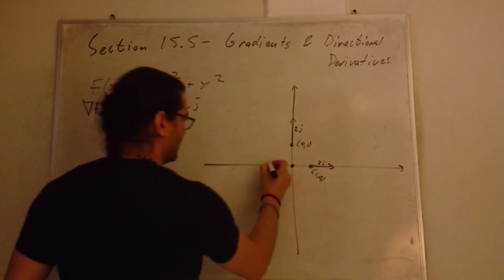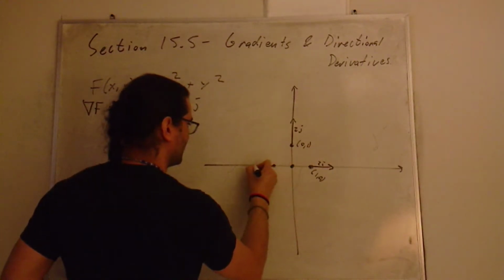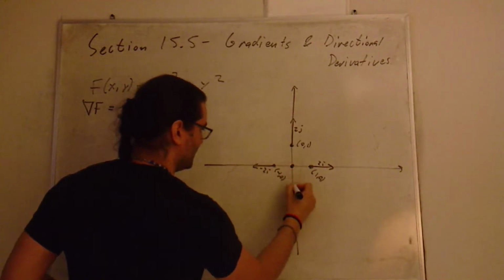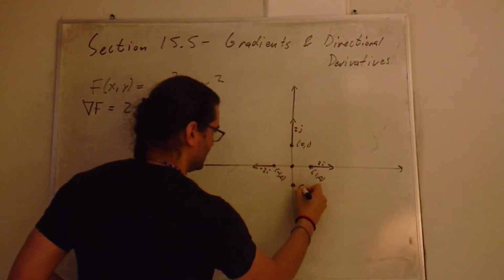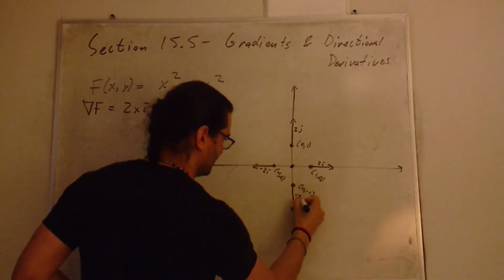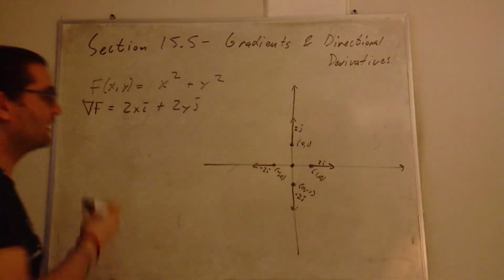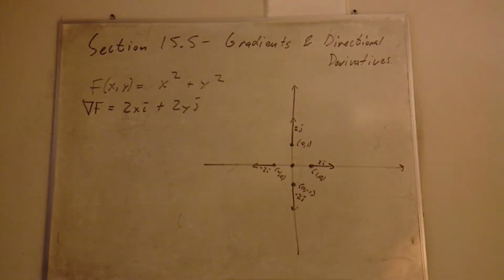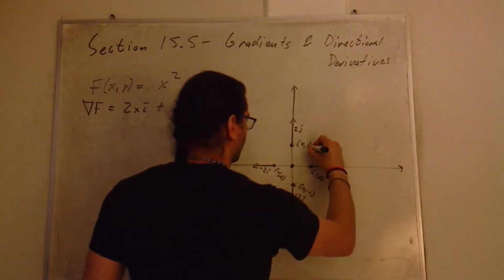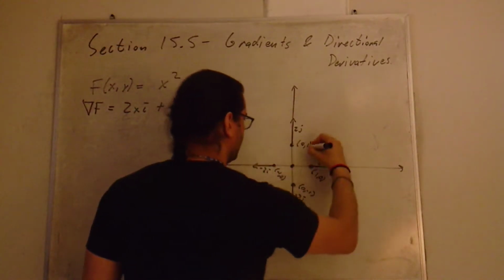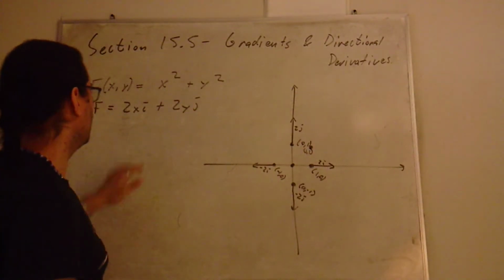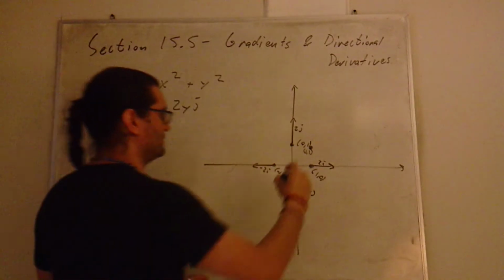Similarly, if you plug in negative 1, 0, you'll get a vector that goes this way, negative 2i. And if you plug in 0, negative 1, you'll get a vector that goes 2 units down. This is negative 2j. So let's plug in some mixed numbers as well. Let's do 1, comma 1. If I plug in 1, comma 1 as the input to my function, the output is 2i plus 2j.